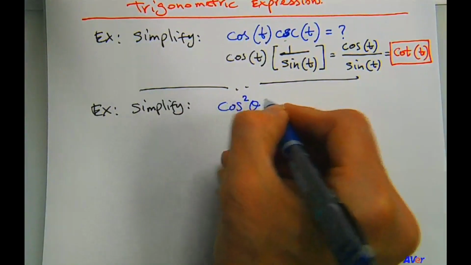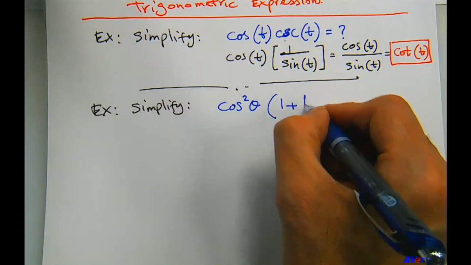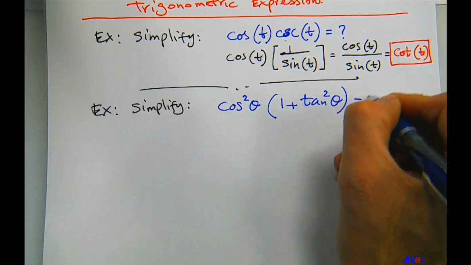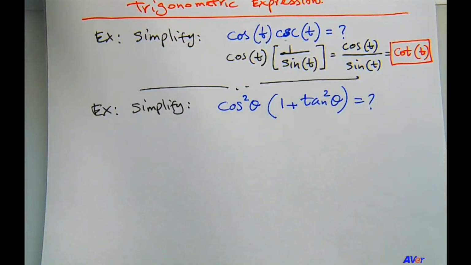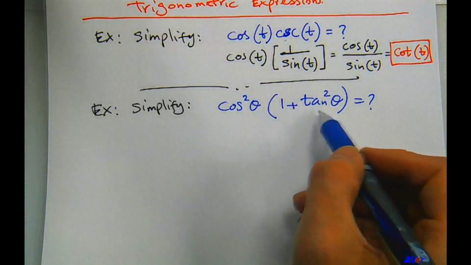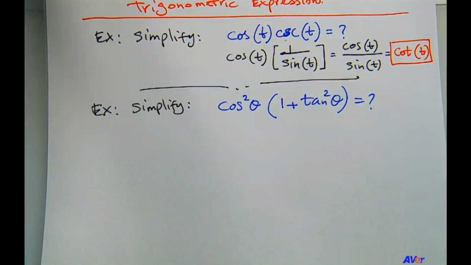Cosine squared theta times 1 plus tangent squared theta, right? So we want to know how we can simplify this. Again, first I'm going to begin with the 1 plus tangent squared theta, because cosine and sine usually are basic trigonometric functions. So I won't mess with those unless I see a useful way of doing that.